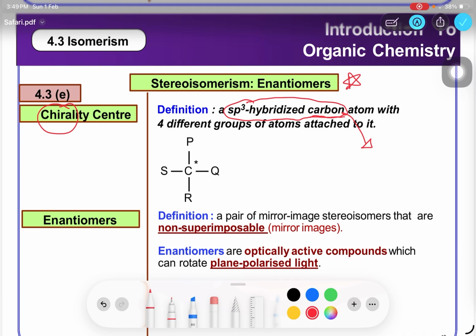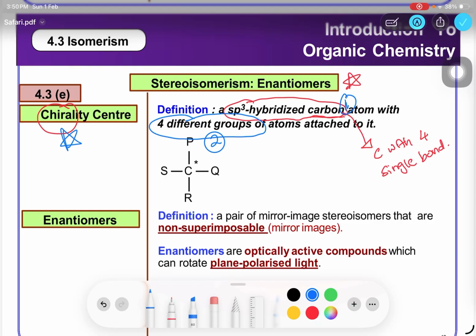sp3 hybridized carbon means carbon with 4 single bonds. It only refers to sp3 hybridized carbon. But if we say it is a chirality carbon, it must consist of 4 different groups. Okay, with these two requirements, sp3 hybridized carbon and 4 different groups, then only will we consider it as a chirality center.